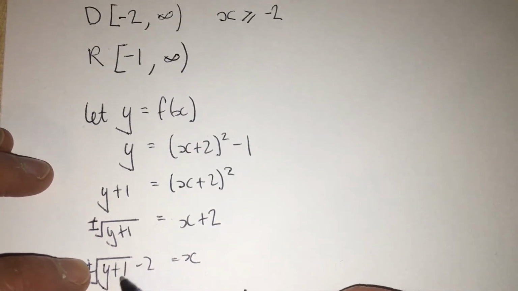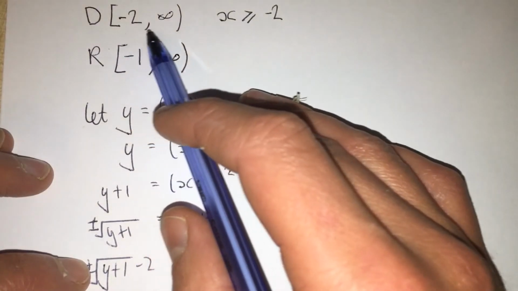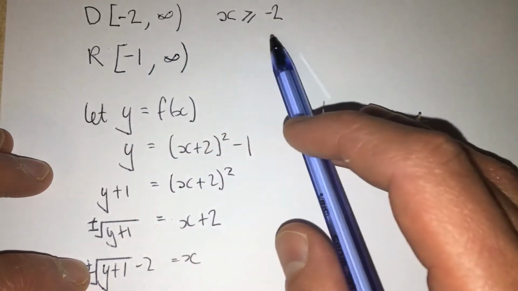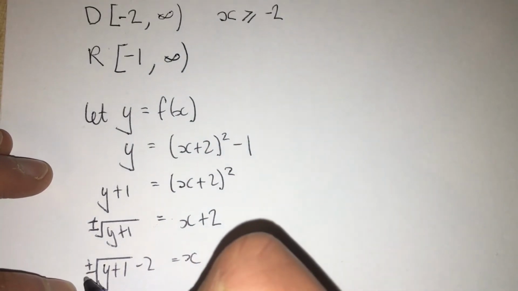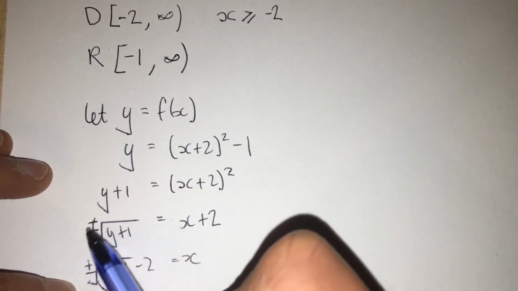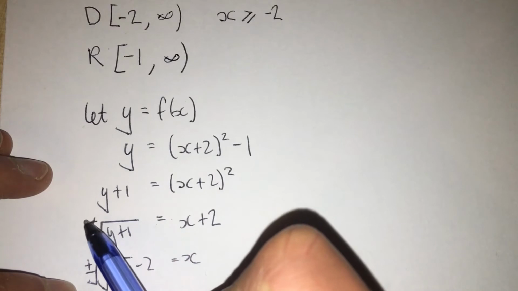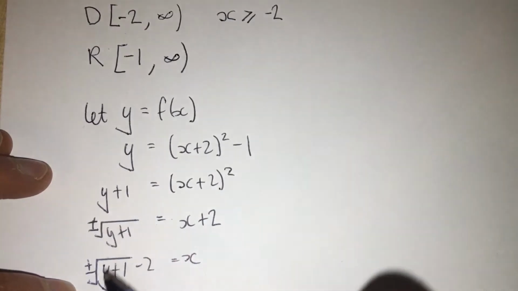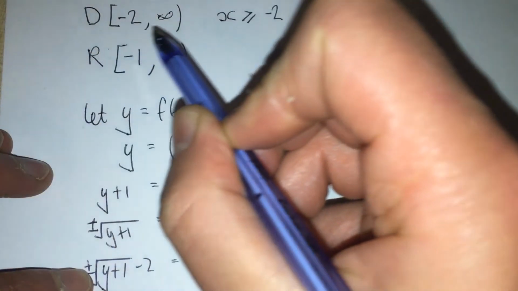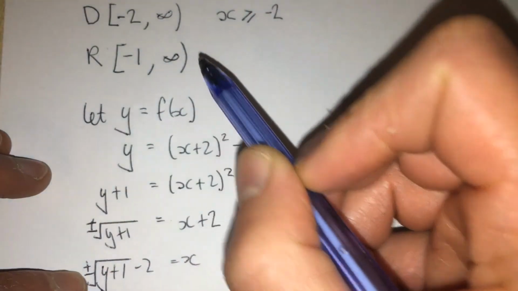The lowest this is going to be is 0, and then we take away 2. That's where we're going to get this range, because everything else is greater than -2. So we need to choose the positive square root. We must show that we've considered both possibilities. That's why I've got a plus and a minus. But we choose the positive so that the range of the inverse matches the domain of the original function.